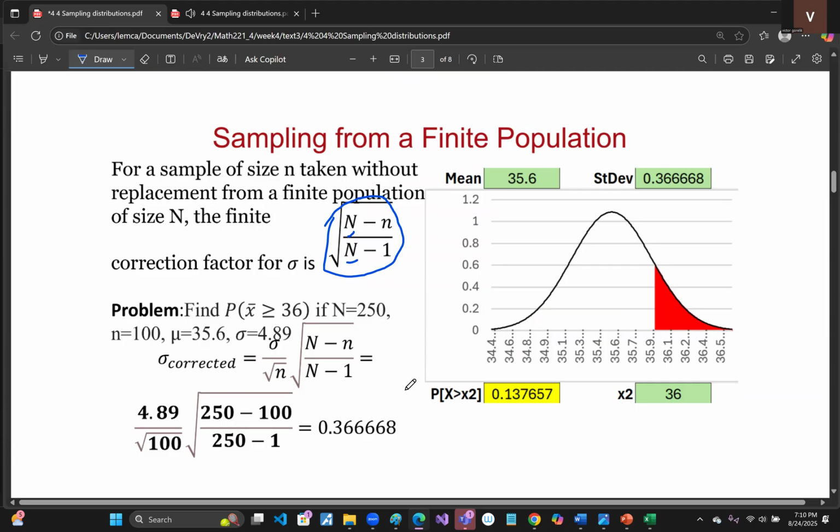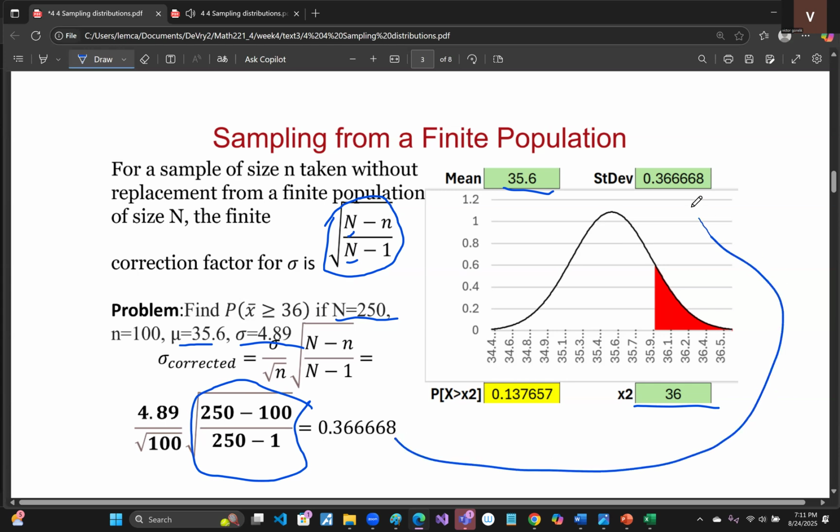For example, a population of size 250 has a mean of 35.6 and a standard deviation of 4.89. What is the probability that the average value of 100 elements of the population is greater than 36? To solve this problem, use book 4 or Colab 4, cell 12, as you did previously, but additionally to the inputs 35.6, 4.89, 36, and 100, take into account the correction factor for standard deviation. It will change the answer to the problem to 0.14 from 0.21.